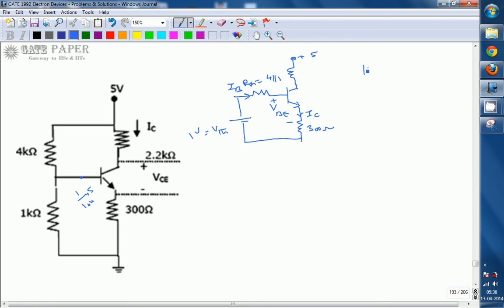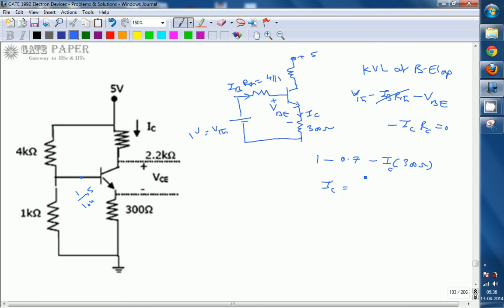Apply KVL at the base emitter loop. So VTH minus IB times RTH minus VBE minus IC times RC, that is 300 ohms, is equal to 0. VTH is 1, and IB is equal to 0, so that term will not appear, and VBE is given as 0.7 minus IC times 300 ohms. So IC is equal to, from this one, 0.3 divided by 300 ohm, which is nothing but 1 milliampere. IC is equal to 1 milliampere.